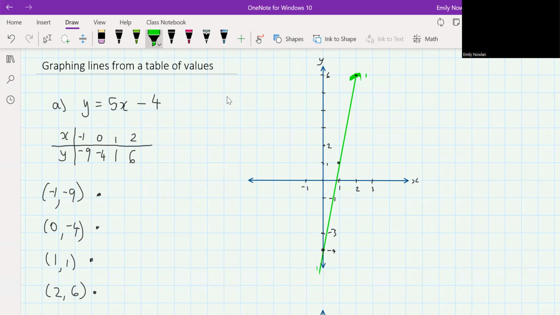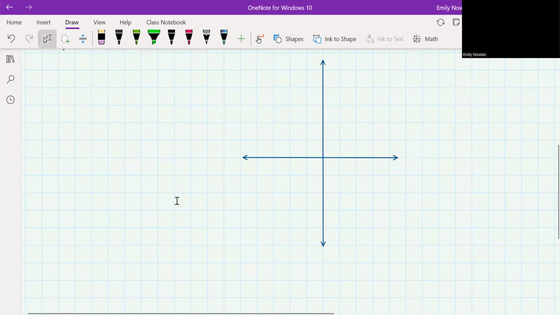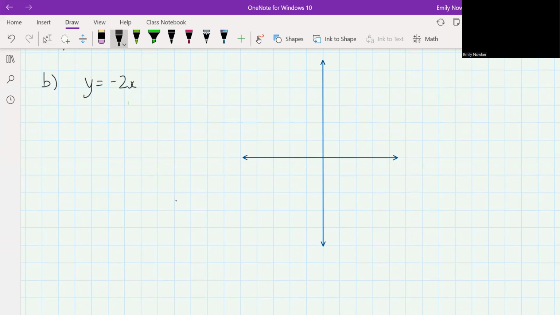Just put some arrows on there. And now I've graphed that straight line and it's gone through those 3 points. Okay, let's graph another one. Let's do question B. We're going to do y equals -2x plus 3.